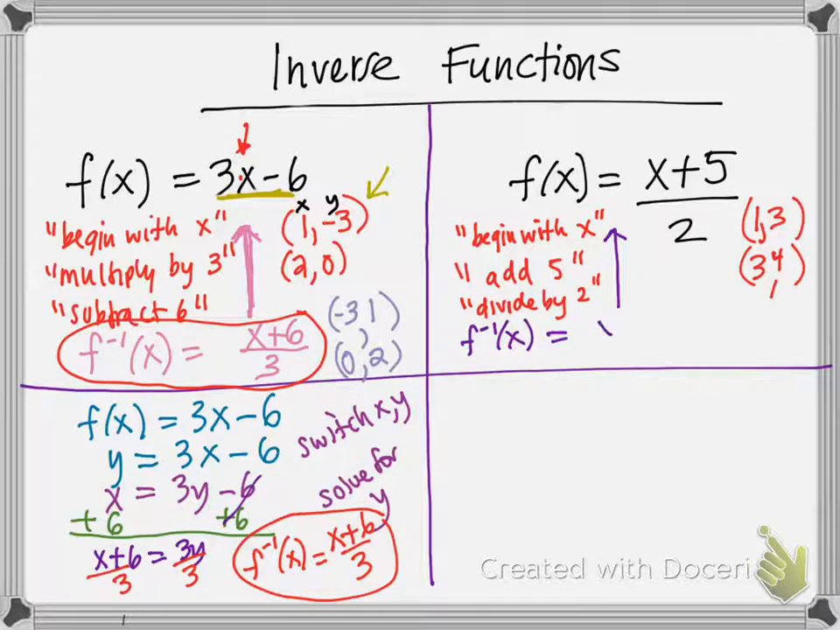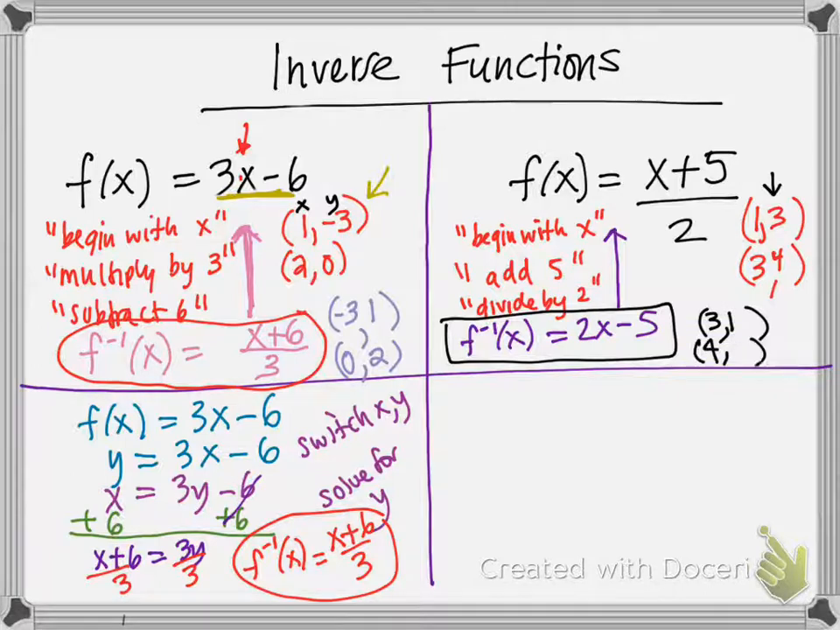So you begin with x. Instead of dividing by 2, you're going to multiply by 2. And then instead of adding 5, you're going to subtract 5. So there's our inverse. So we know that if this is the correct inverse, if I plug in the y coordinates, I should get the x value. So if I plug in 3 here, 3 times 2 is 6, minus 5 is 1. If I plug in 4, 4 times 2 is 8, minus 5 is 3. So the coordinates did flip.